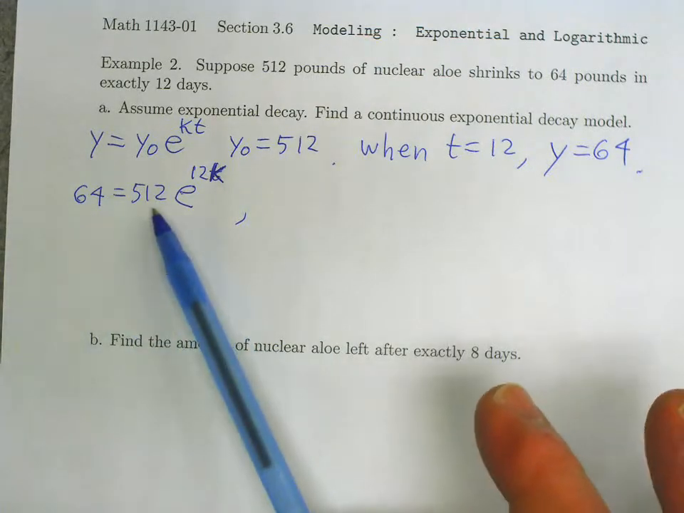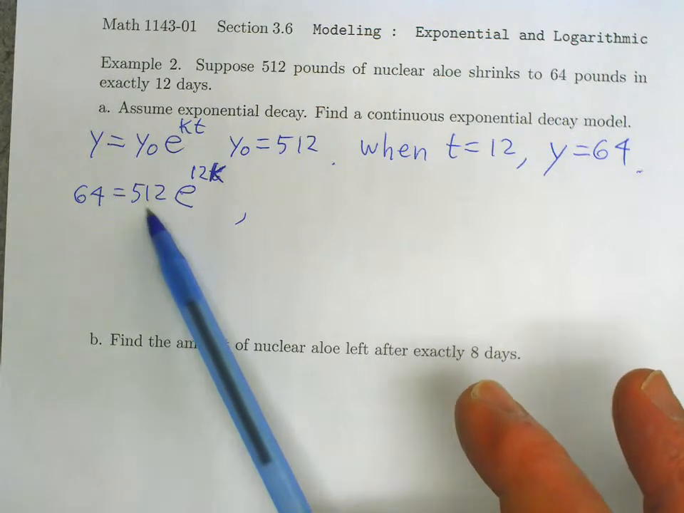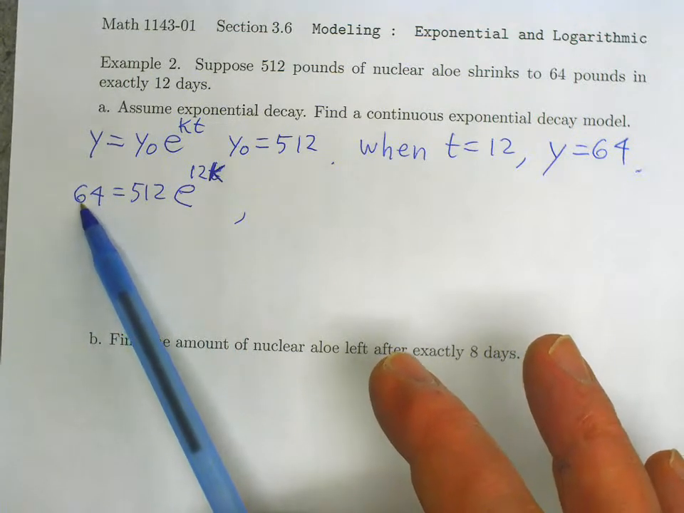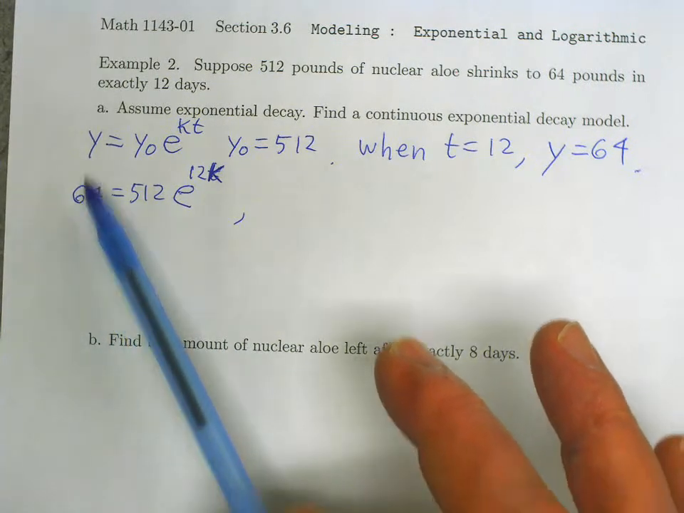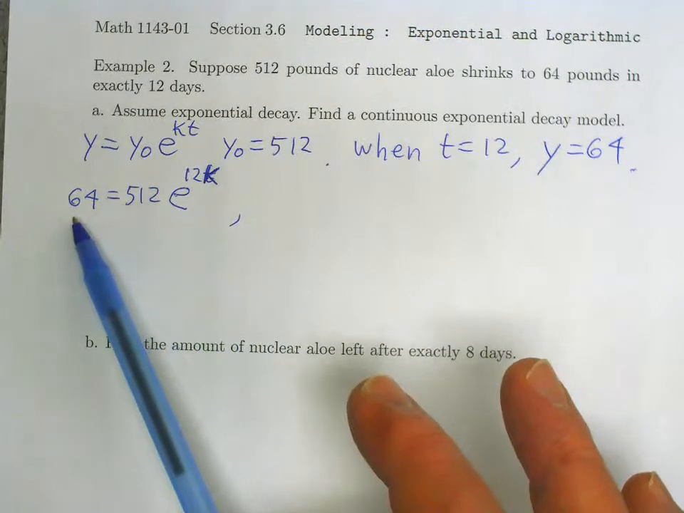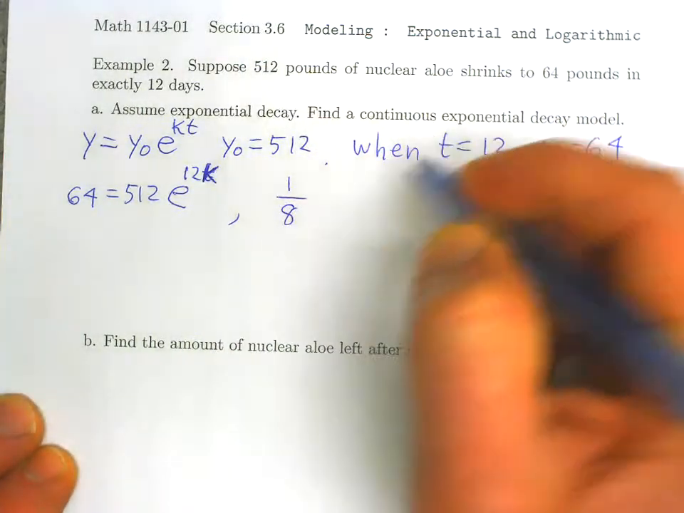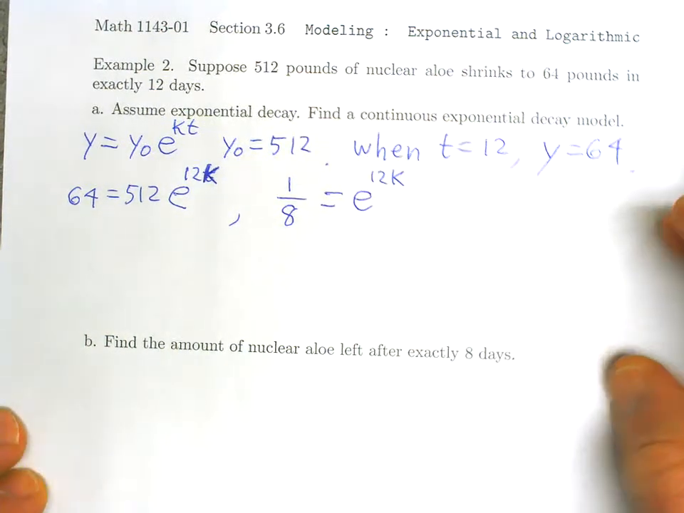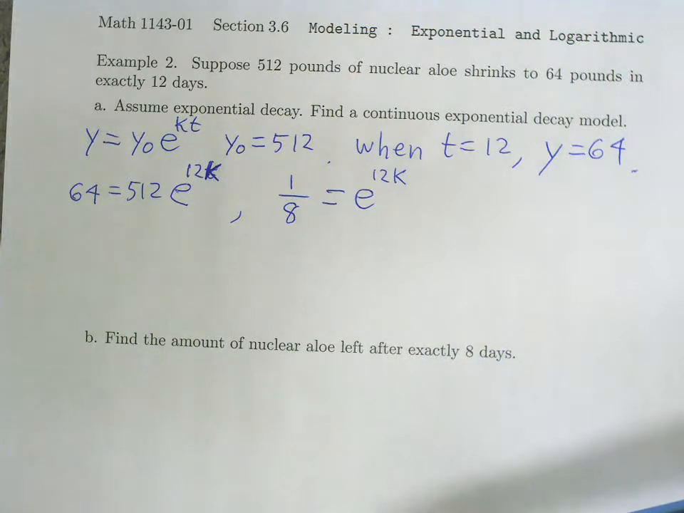Let's see. 512 is 2 to the 9th. 64 is 2 to the 6th. So 2 to the 6th divided by 2 to the 9th is 1 over 2 to the 3rd. So when I divide both sides by 512, I'm just going to get 1/8 equals e to the 12k. Writing 1/8 is easier than writing 64 over 512 numerous times.